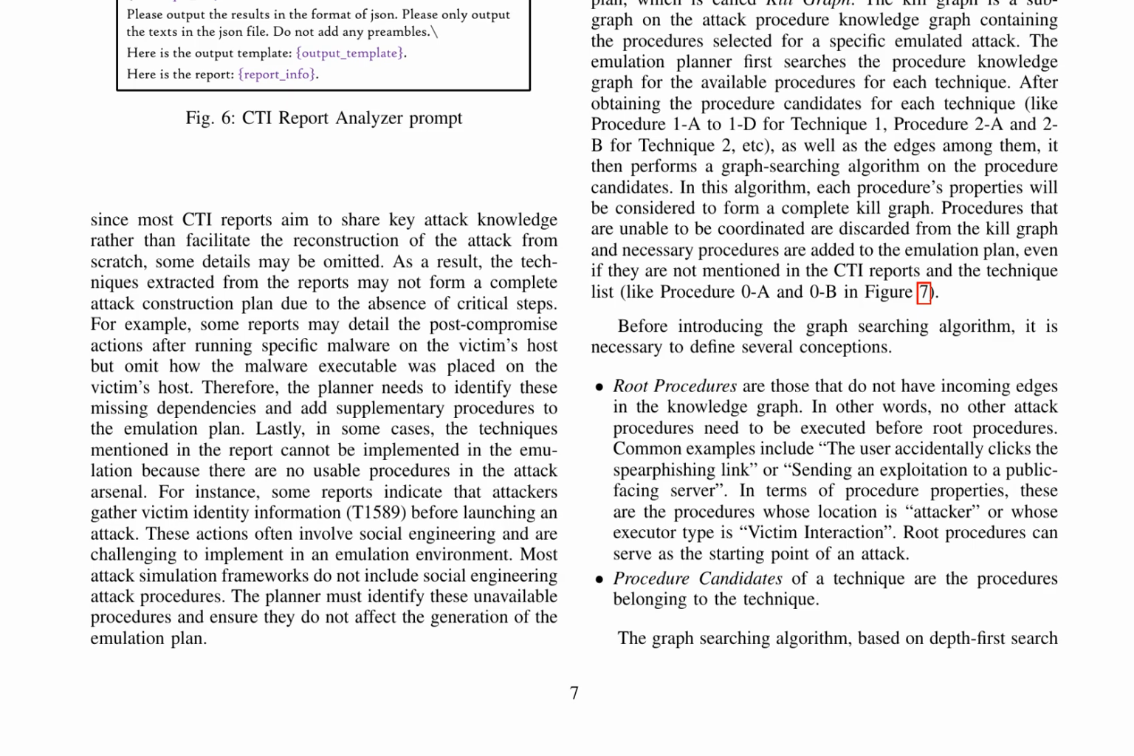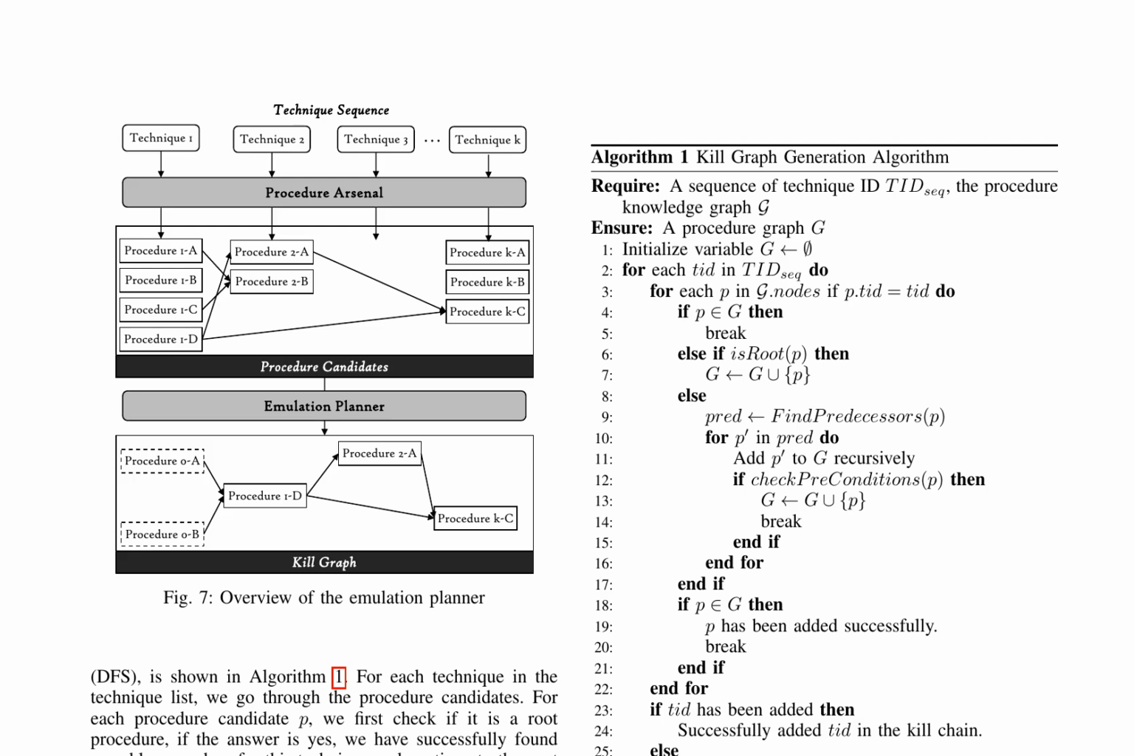The planner searches the procedure knowledge graph for available procedures for each technique, performs a graph searching algorithm on the procedure candidates, and considers each procedure's properties to form a complete kill graph. Procedures that are unable to be coordinated are discarded from the kill graph, and necessary procedures are added to the emulation plan, even if they are not mentioned in the CTI reports and the technique list.